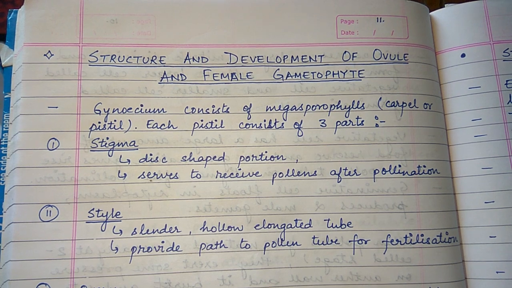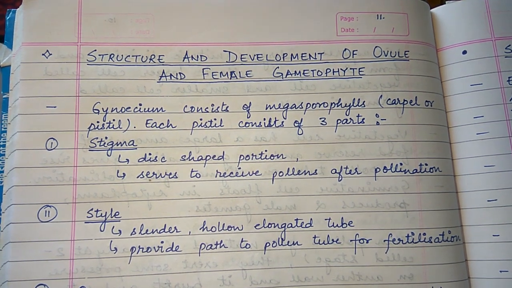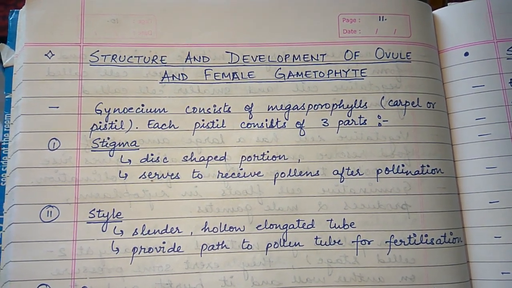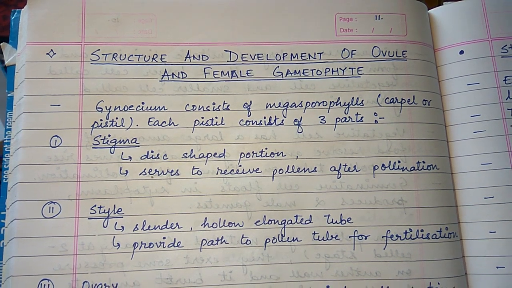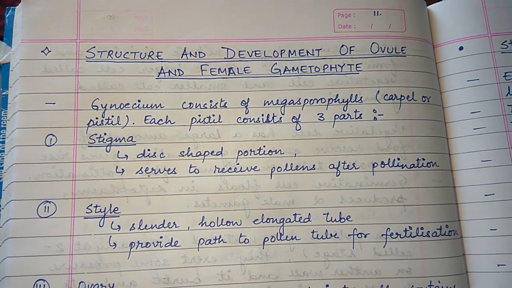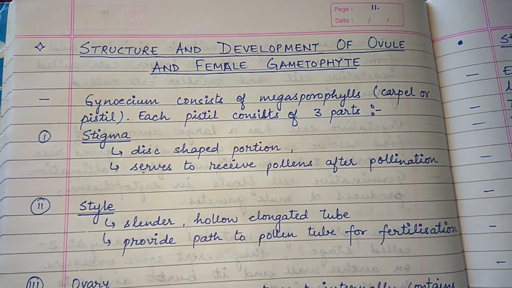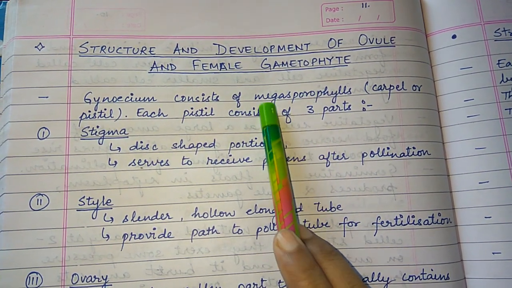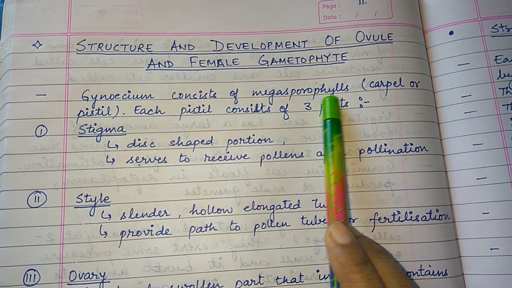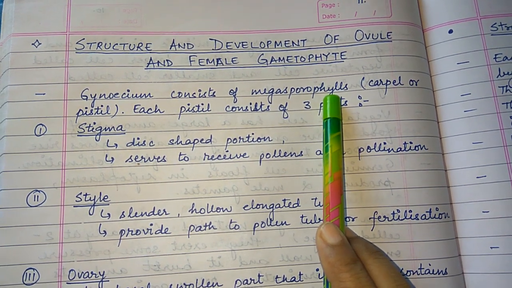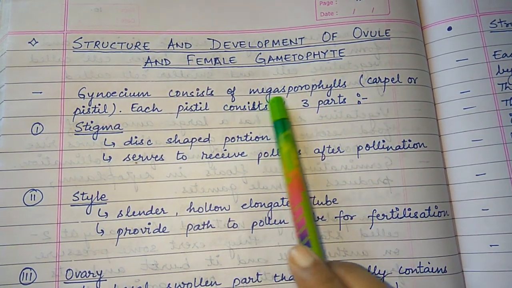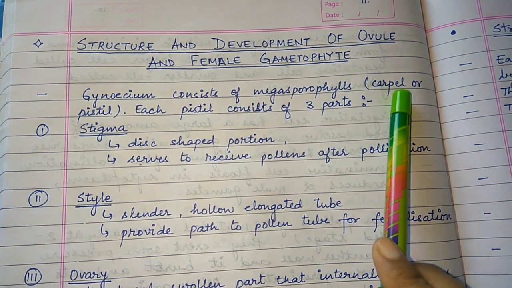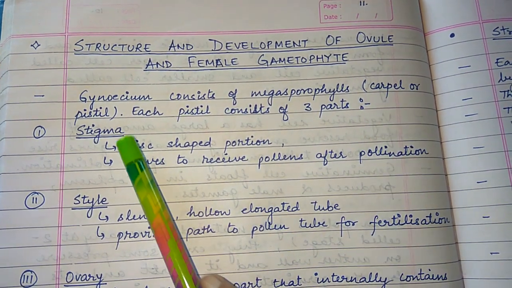Now today we will start the structure and development of ovule and female gametophyte. In this we have to study about gynoecium. Gynoecium consists of megasporophylls. Mega means large, sporo means spore, phylls mean leaf-like structure, which collectively is known as megasporophyll. It is also known as carpel or pistil.